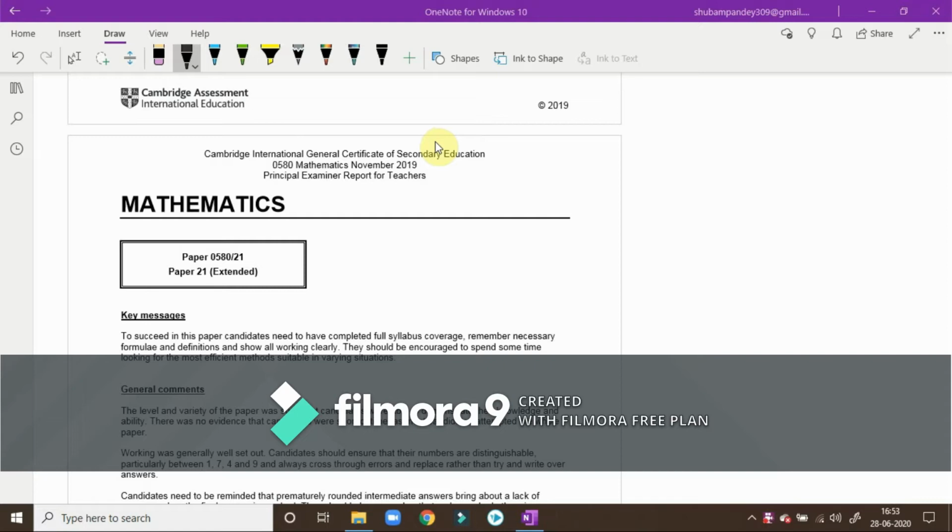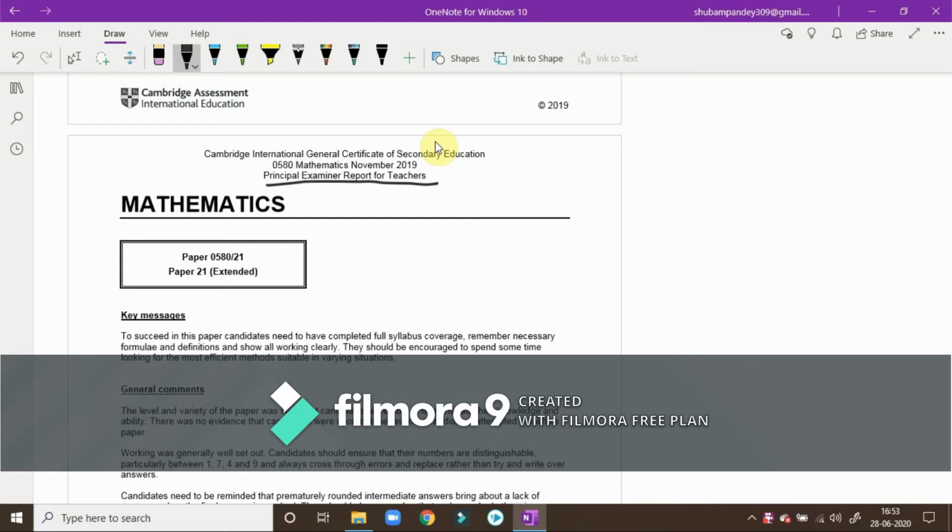Next we come on to the examiner's report. Now what is an examiner's report? If you open the document, you will see that it is a huge document. It actually contains the question-wise analysis for teachers. If you read carefully, they have written that it is the principal examiner's report for teachers, but even students can use it, and it is very beneficial for students if they understand what is actually given.